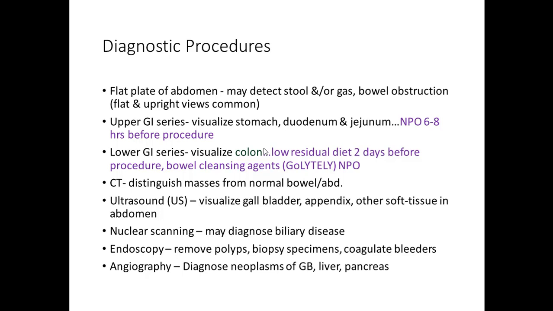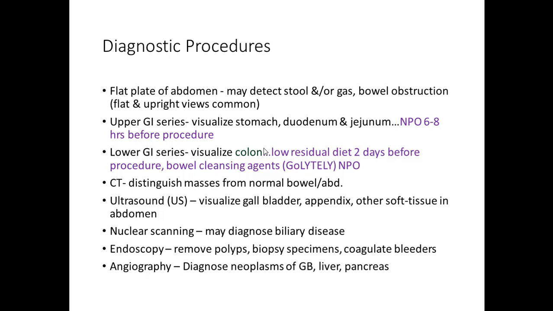CT, they might do a CT if they do an X-ray of the belly and need a closer look. So they're looking at differentiating if it's a mass or a tumor, or if it's just part of the normal bowel, normal intestines, normal abdominal cavity. Ultrasounds are done to look at the gallbladder, the appendix, and some other soft tissues in the belly. Nuclear scanning looks for biliary disease.